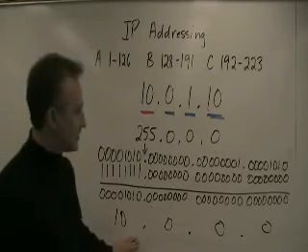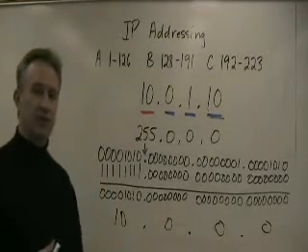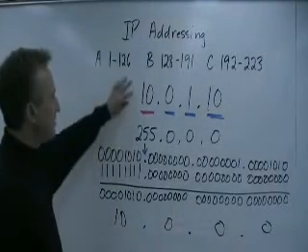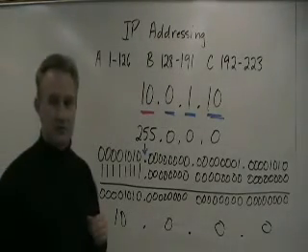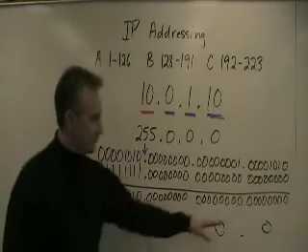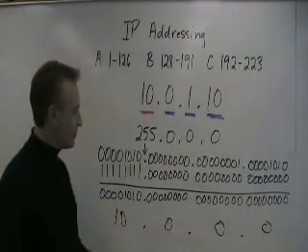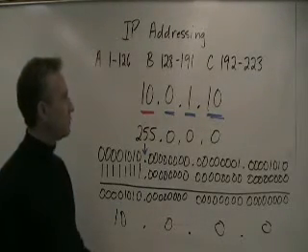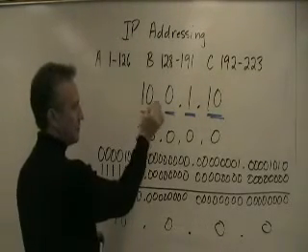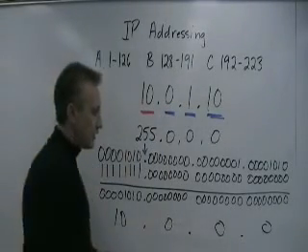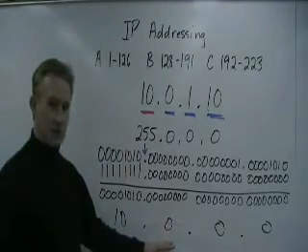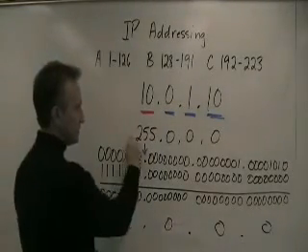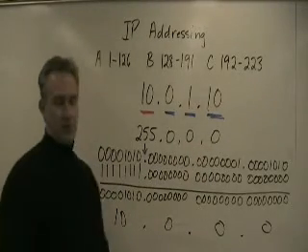Now, in a stricter sense, this is what I would refer to as the network address for this IP address. This is the full format of the network address, 10.0.0.0. And I would say that this address, 10.0.1.10, is a member of this network using this subnetwork mask.